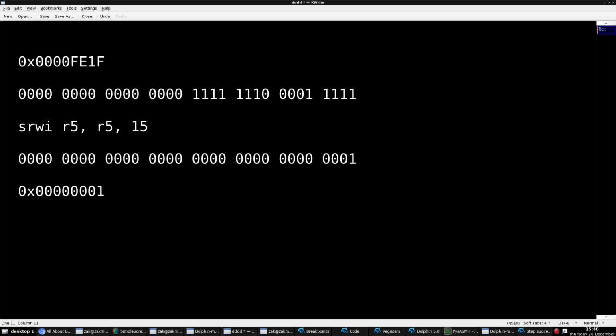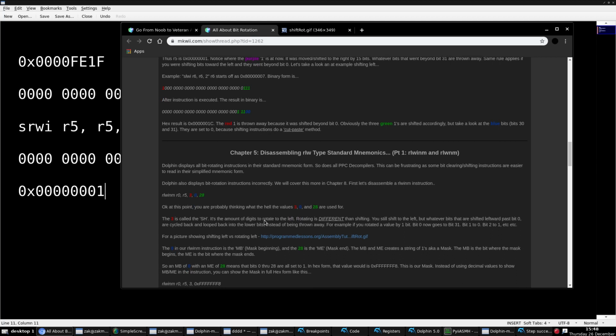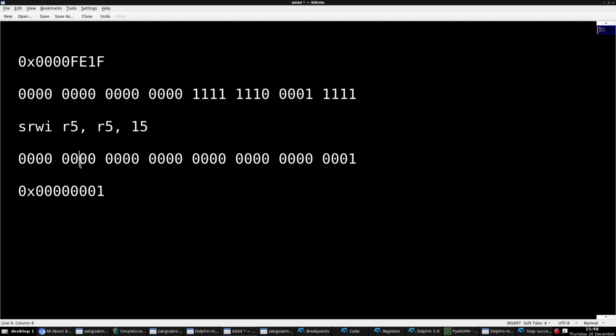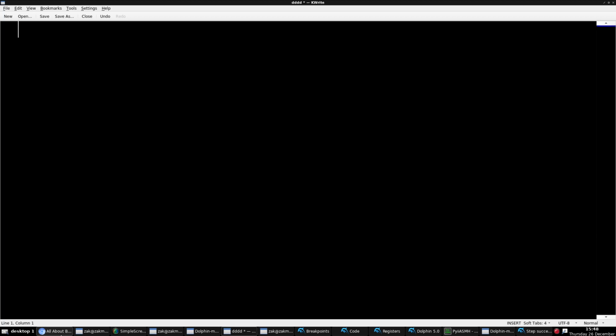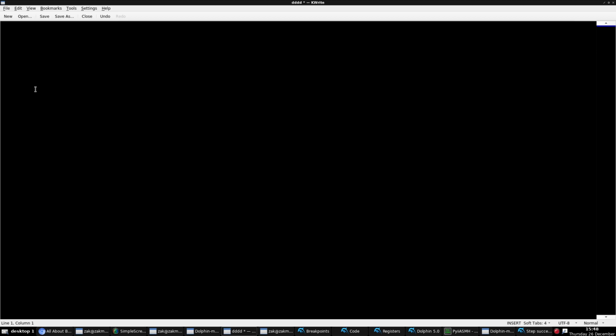And to the left is just the opposite deal. Things that go left past bit 0 get tossed away, and from bit 31, from the right-hand side, things get appended with zeros. Okay, makes sense? Okay. Disassembling the standard mnemonics. Because Dolphin does all bit rotation in standard mnemonic form, if you were to write code using simplified mnemonics of the bit rotation, it would be tough to view in Dolphin. So let's disassemble these instructions per se.